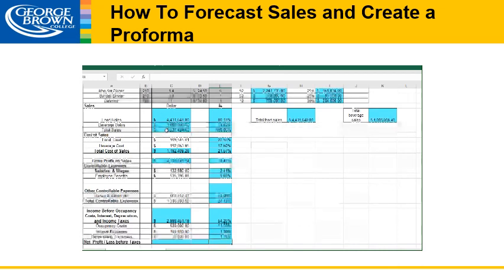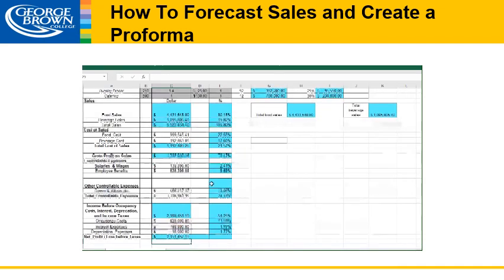And now we've come to our last step in calculating our net profit or loss before income taxes. How we do that is we take our income before occupancy costs, interest, depreciation, and income taxes, and subtract all of the remaining costs. So in this case, it was our occupancy costs, interest expenses, and depreciation, to get a net profit of $2,151,452.19. Not bad.